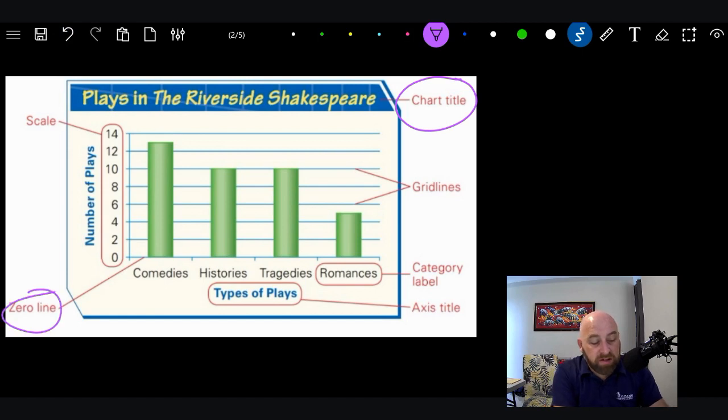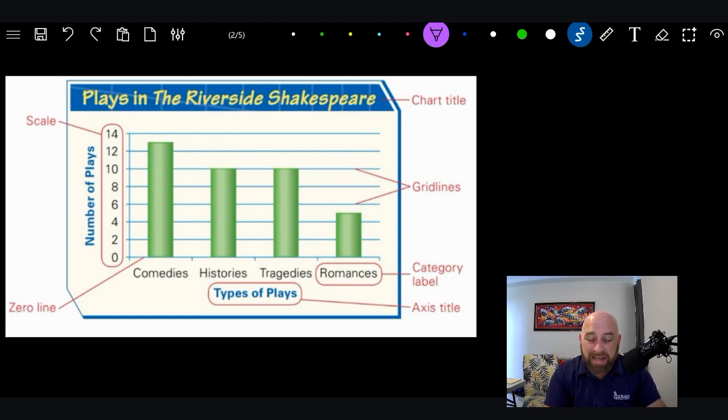This is interesting. This is the 0 line right here. What is the 0 line? Where you start, that's the 0 line. So the base, the starting point, is the 0 line. And then let's see, the axis title. There are two axes right here. There's this axis, which is the type of plays, and then I showed you the other one already, the number of plays. Those are the two titles for the axes.